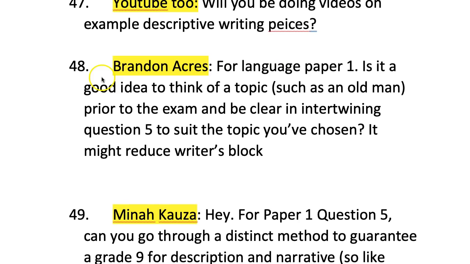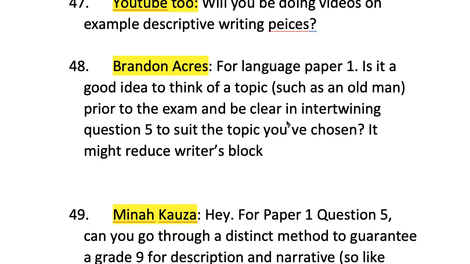Brandon Akers for Language Paper 1. Is it a good idea to think of a topic, such as an old man, prior to the exam and be clear in intertwining question 5 to suit the topic you've chosen? It might reduce writer's block. Yes, exactly. So I call this having money in the bank. So you've planned it, you've got it ready. You might decide in the exam not to use it, or you might think, yes, I can intertwine that perfectly, and in which case, do it.